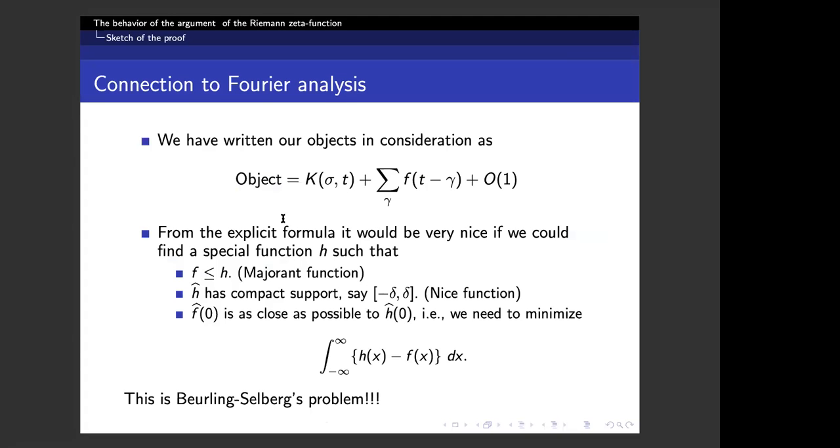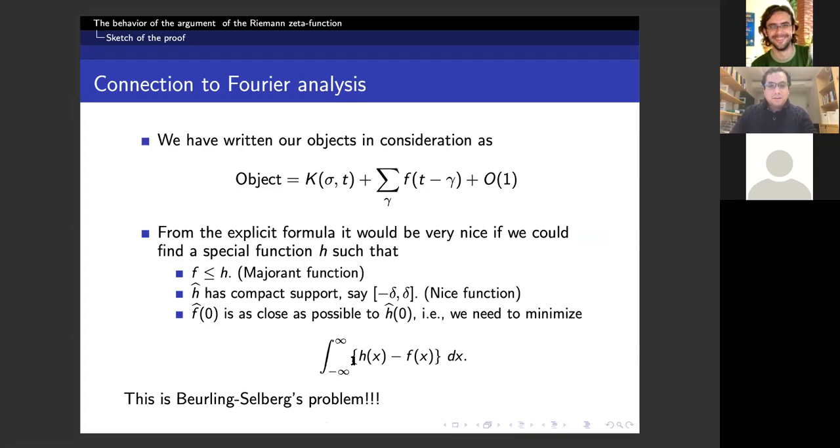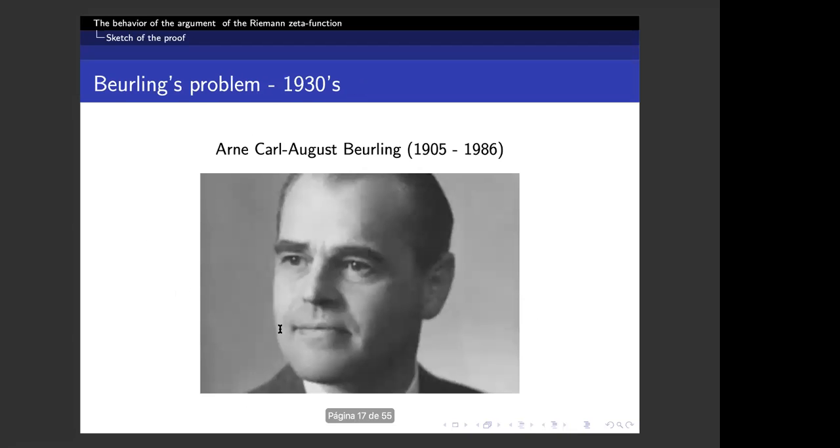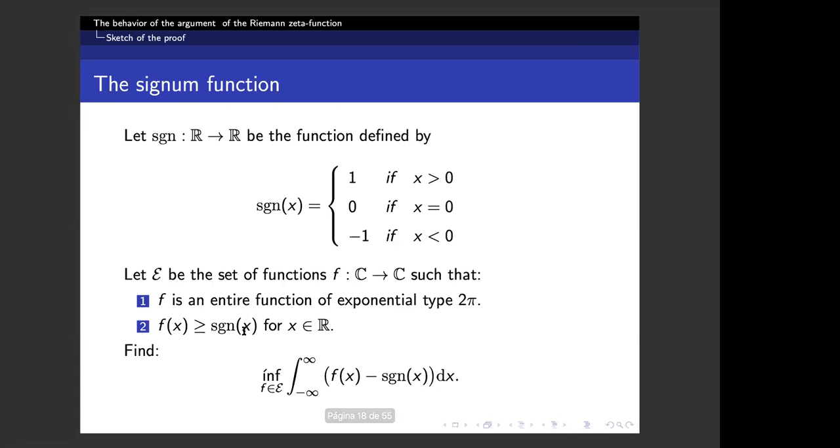So again, we have this problem. For the function f, we want to find a majorant h such that the Fourier transform has compact support, and such that the L1 distance between the function h and f is minimal. This is a technical part here. So if you give me a function f, I will solve a problem. Berlin obtained the solution of this problem.